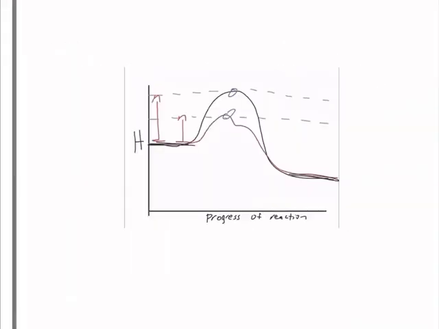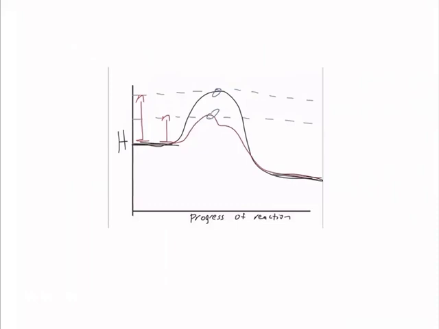So in the past video, we looked at a graph that looked something like this. On the x-axis, we had the progress of the reaction, and on the y-axis, we had the enthalpy. Keep in mind that enthalpy is energy. It's the potential and the kinetic energy.